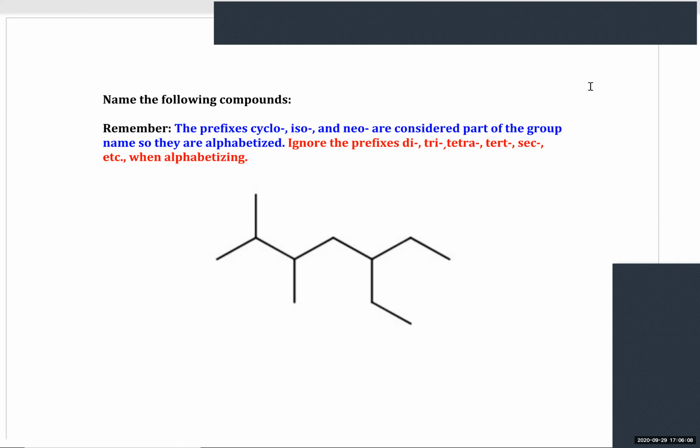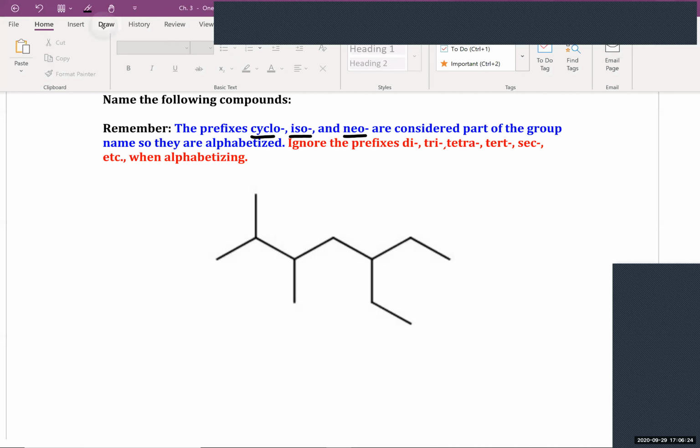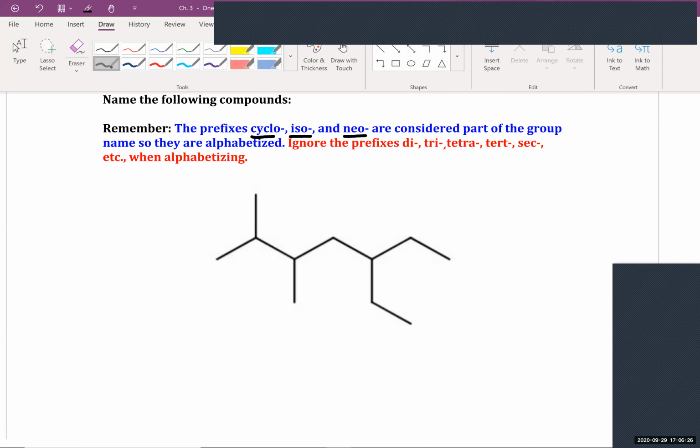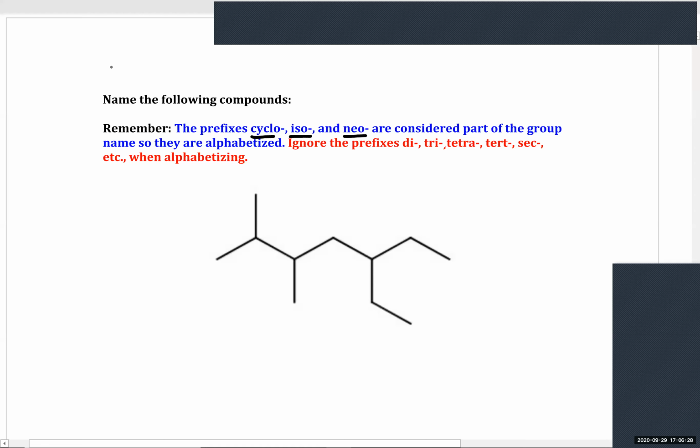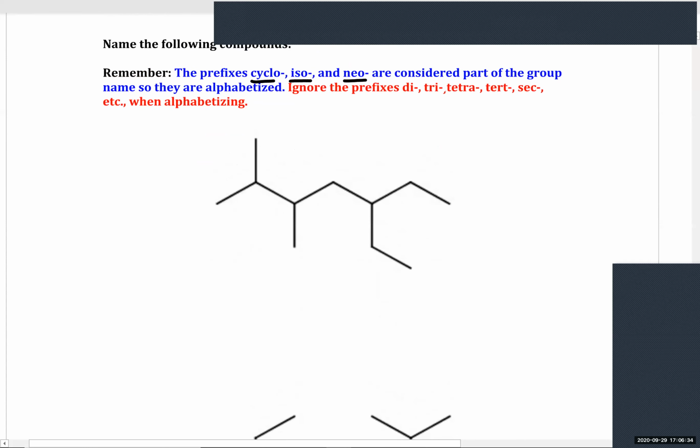So let's get back into the rhythm of things and let's try to name the following compounds. And remember, you only care about the prefixes cyclo, iso, and neo for alphabetical order. Everything else, you ignore the prefix when you're sorting in alphabetical order. So I'll do the first example just to get everyone back in the rhythm of things.